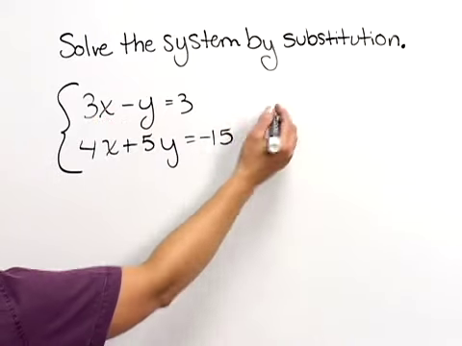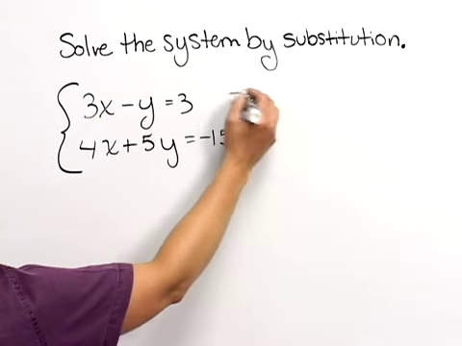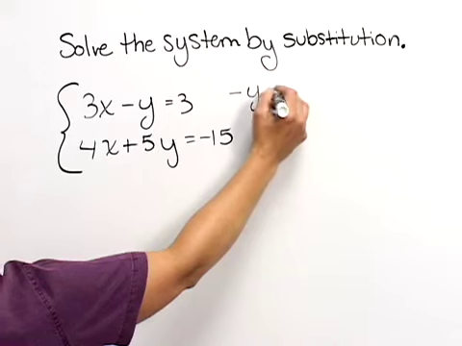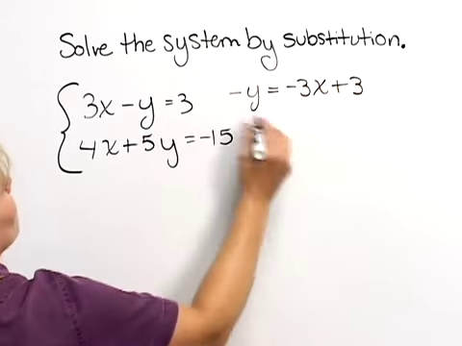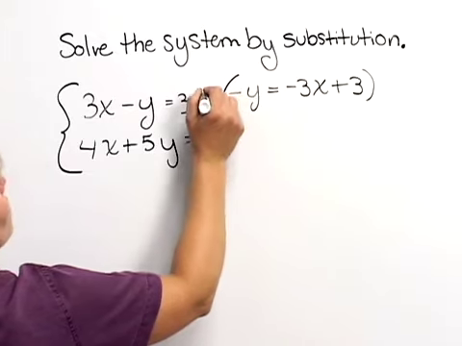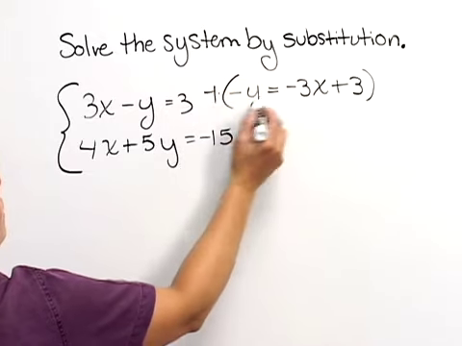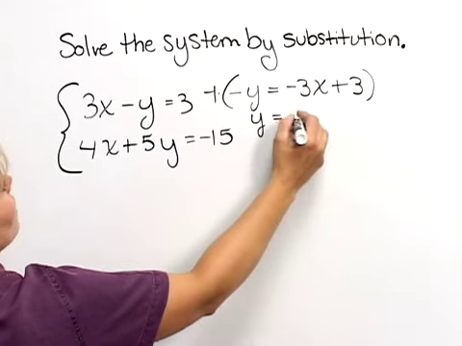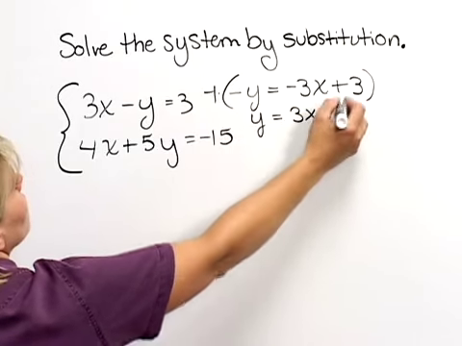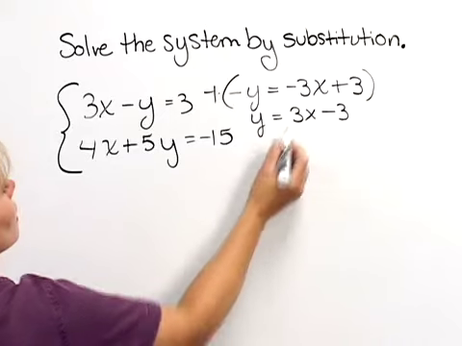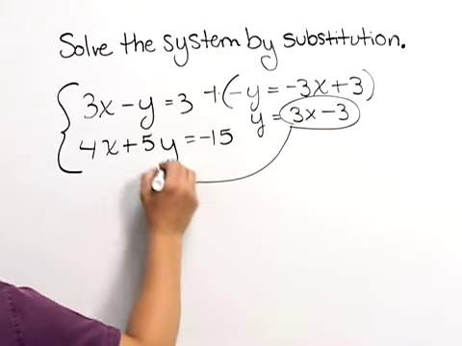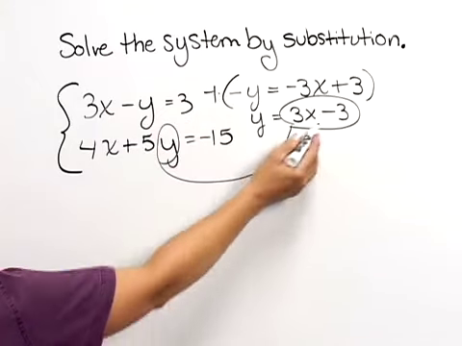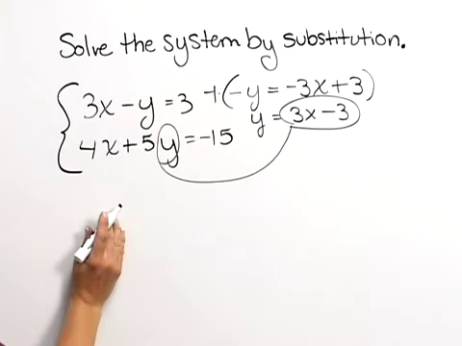Let's first subtract 3x from both sides. That gives me negative y equals negative 3x plus 3. If we now multiply everything by -1, that will make this a positive y equals positive 3x minus 3. Since y equals this value, we're going to substitute this for the y in the other equation.